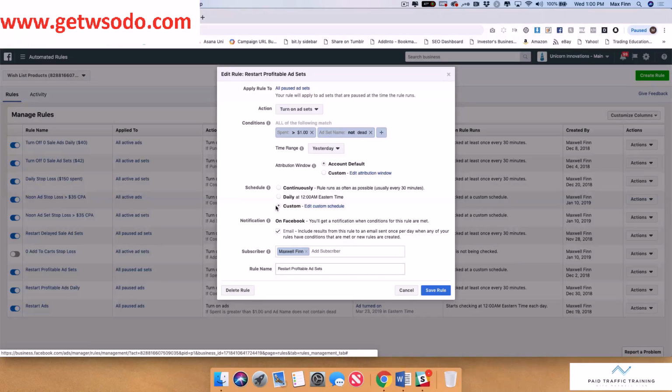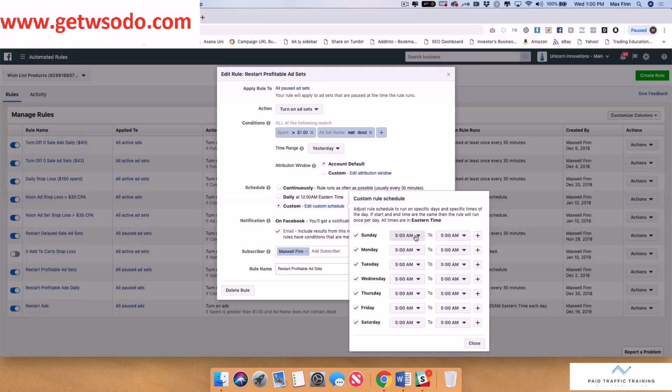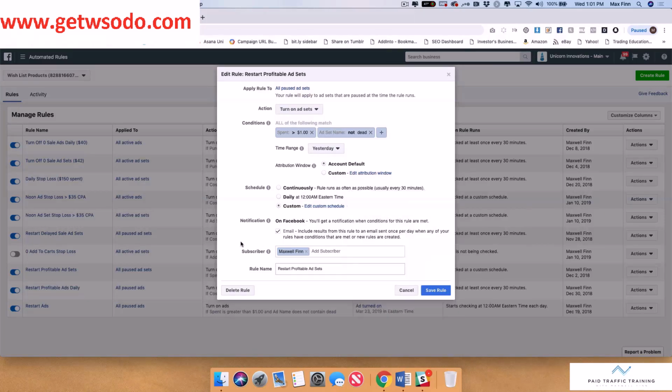So you can come in, remember, custom schedule, edit custom schedule, and just set the time. If you want it to be 6 a.m., it can be 6 a.m. If you want it to be 4 a.m., it can be 4 a.m. Just make sure that both of these are the same time, and it'll check this rule at that time and restart everything.